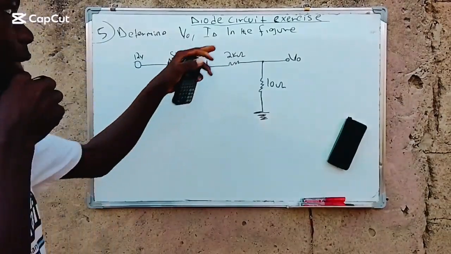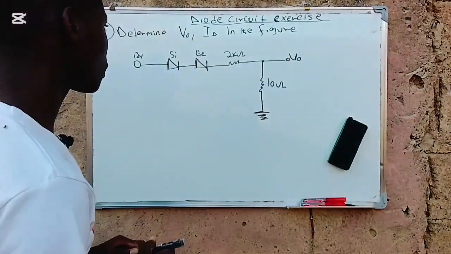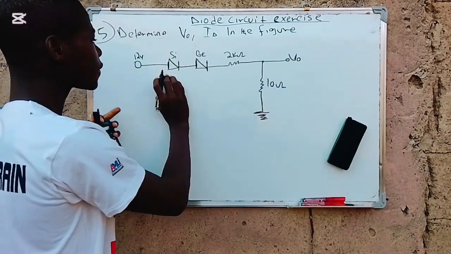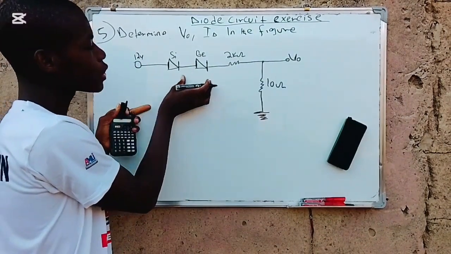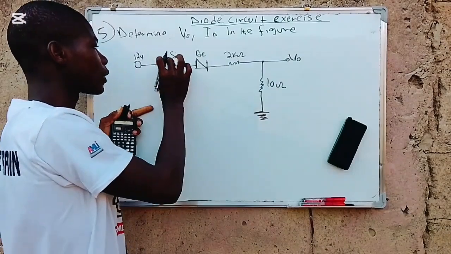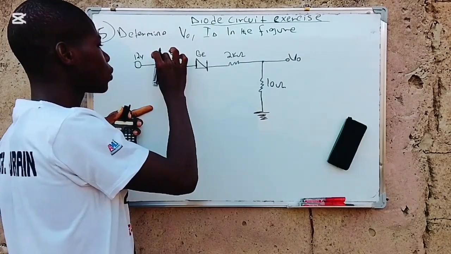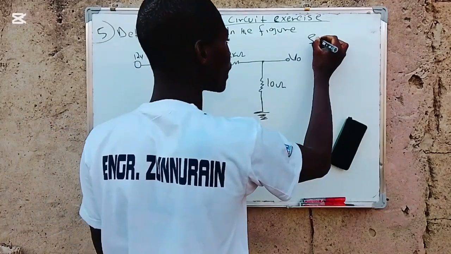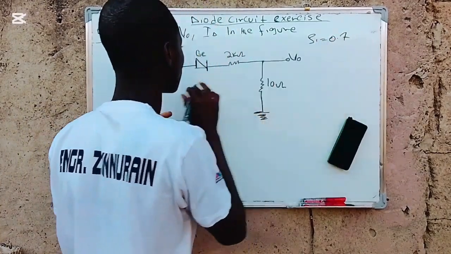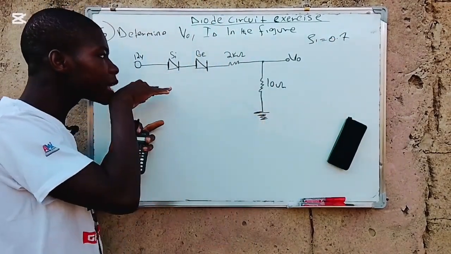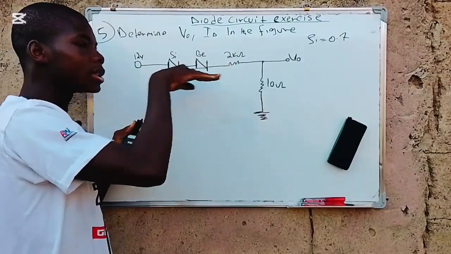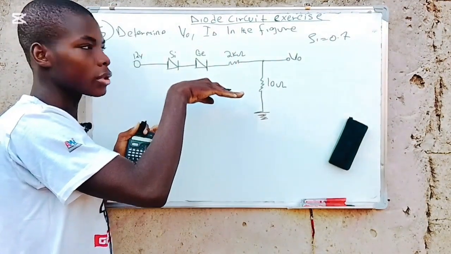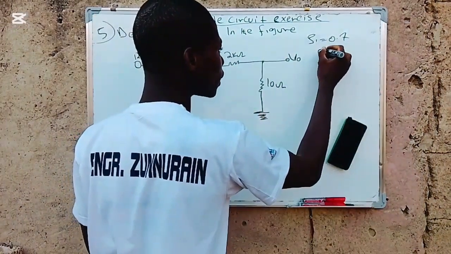Here is the fifth question under the diode circuits. As you can see, we have two silicon. So we have to take a look at whether the diodes are on or off. This is the silicon diode. We all know that the silicon diode is 0.7. And you have to take a look at the diode. They are looking forward. So this is the forward bias.